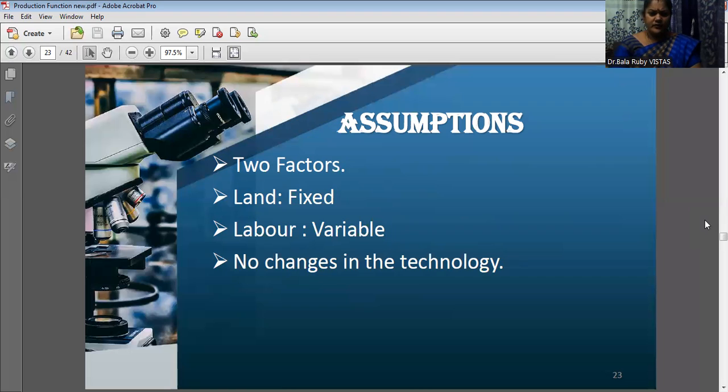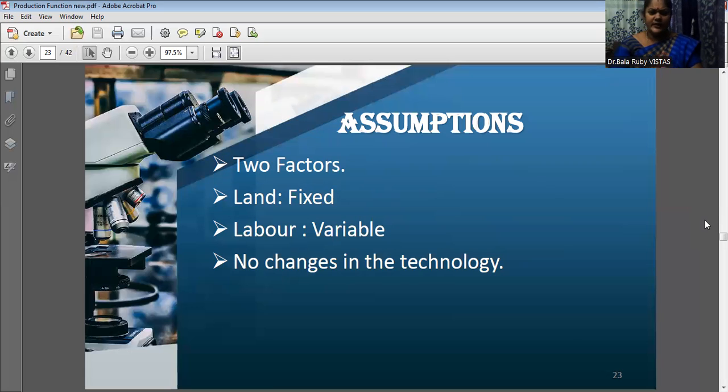For example, the total acres of land in our world is a fixed amount. Can we increase the supply of this land? Is it possible? No, it is not possible. So in the case of land, it always remains constant because the supply of land is fixed. So we are assuming land is a fixed factor. Then labor is a variable factor.